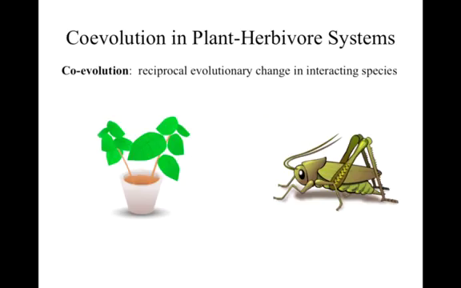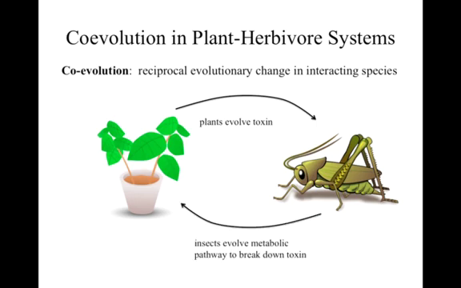All right, so not surprisingly, we've talked about coevolution before. Coevolution is common in plant-herbivore systems. Coevolution is basically that evolutionary arms race, that reciprocal evolutionary change in interacting species. So I have a plant, and it makes a toxin that prevents it from being eaten. Well, then the herbivore says, that's not good, I can't eat this plant anymore, and so it evolves some mechanism for either dealing with the toxin or breaking the toxin down.